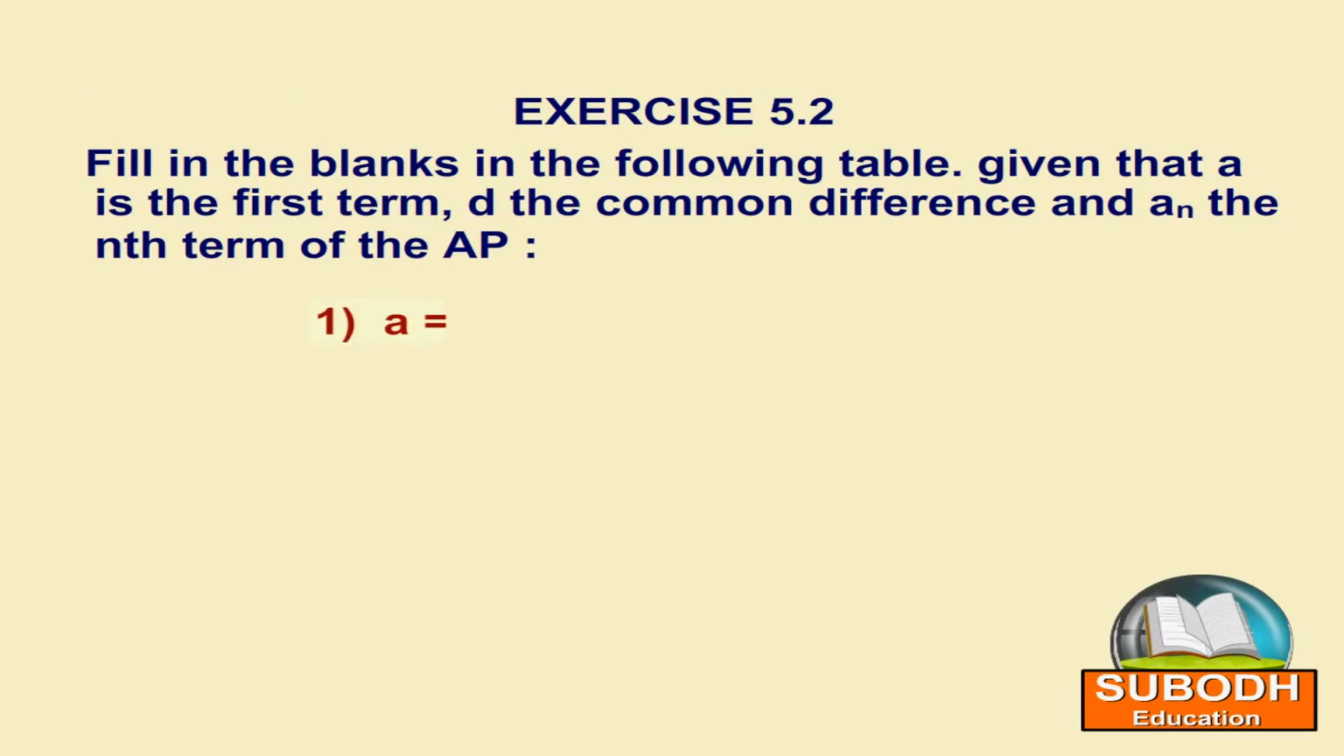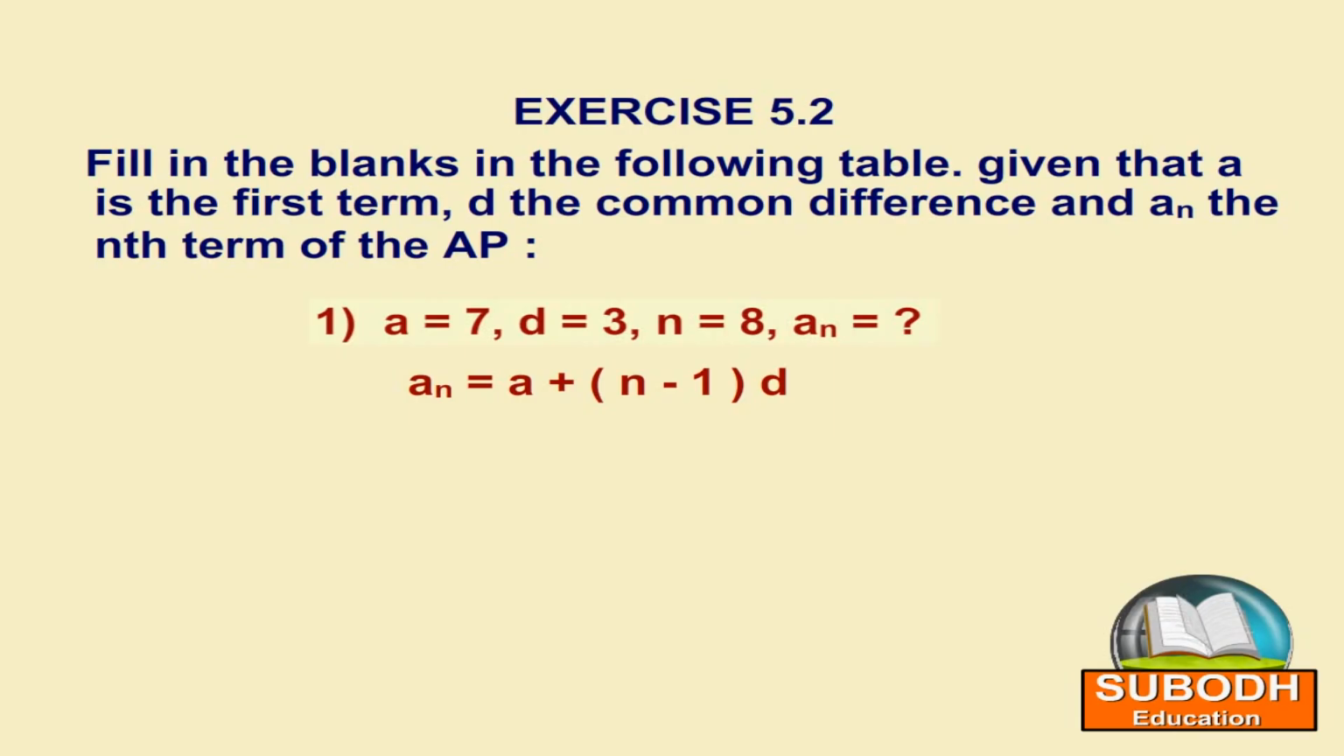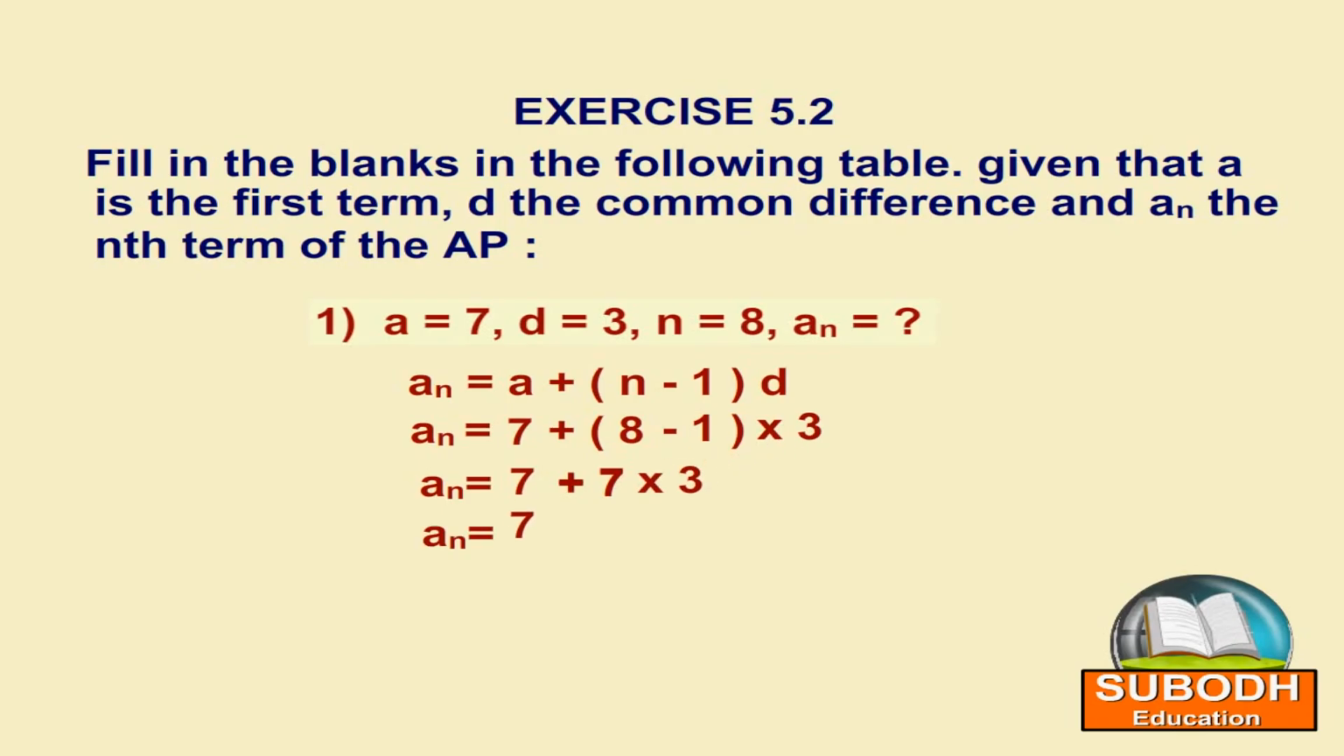Example first. a is equal to 7, d is equal to 3, n is equal to 8, a_n is equal to question mark. a_n is equal to a plus (n minus 1) into d. a_n is equal to 7 plus (8 minus 1) into 3. a_n is equal to 7 plus 7 into 3. 7 threes are 21. a_n is equal to 7 plus 21, 28.